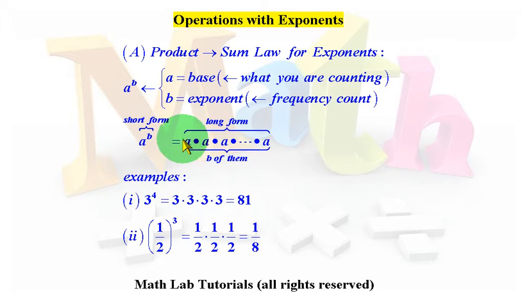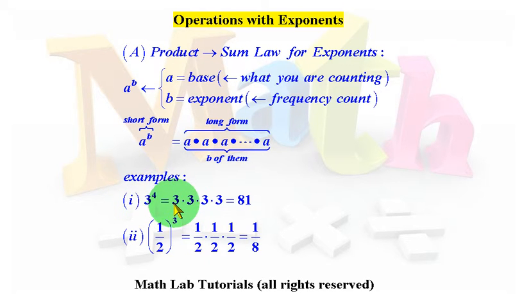It's essentially a product string containing b a's. So this is the short form, a to the power b. The long version of that short form is a product of a's, and the product will contain b of them, and that's why we call b a frequency count for the base a. And we'll clarify by considering some simple examples. 3 to the power 4 really means 3 dot 3 dot 3 dot 3. So there are four 3's in the product. So 4 is the frequency count, the base is 3, and we write 3 to the power 4.